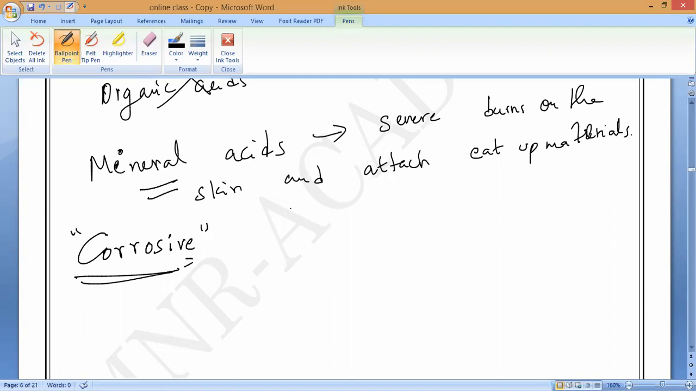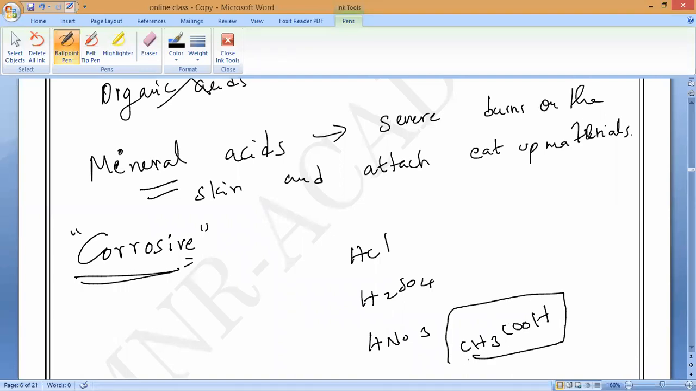Sir, I am saying acid every time, so what does it contain? We have seen so many acids. I am saying hydrochloric acid, sulfuric acid, nitric acid, vinegar, CH3COOH. What is CH3COOH called? Acetic acid, correct.